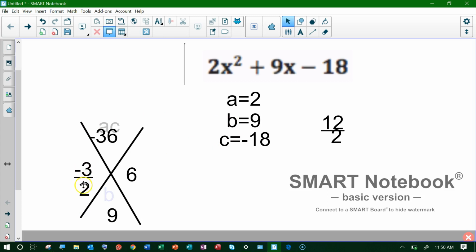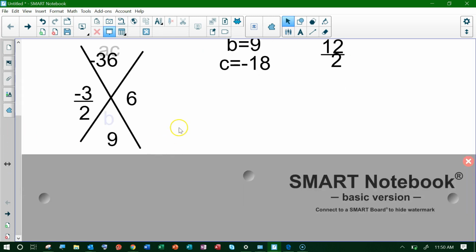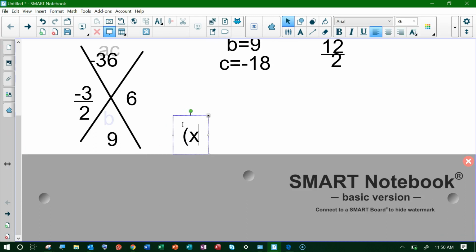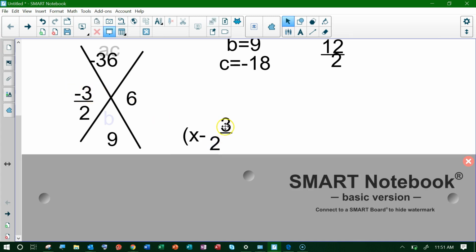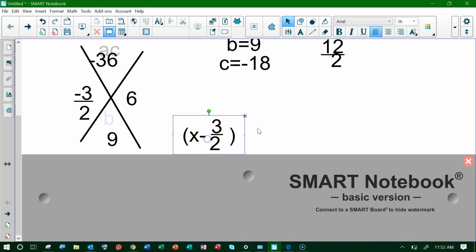and for this fraction I'm going to reduce and swing it. So let me write my answer as it stands right now. It is going to be x minus 3/2, because that's a -3/2. And then I got another parentheses, x plus 6. There's no controversy on that part.